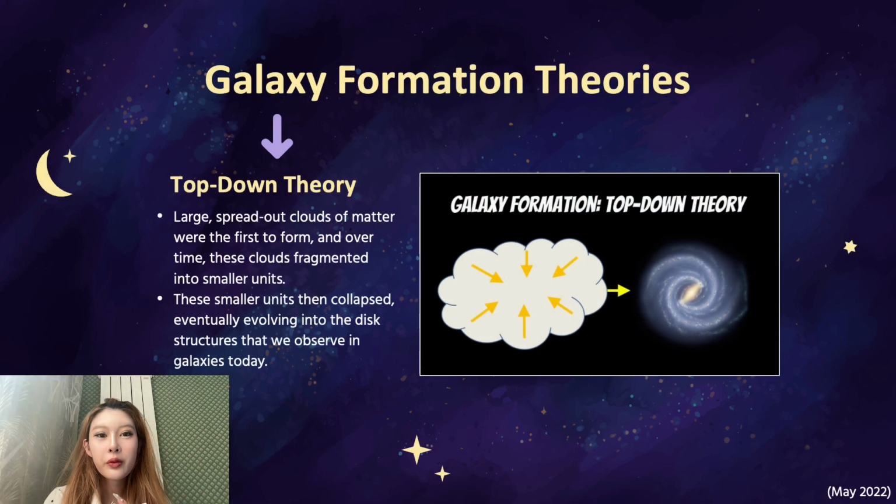To begin, let's review our current understanding of galaxy formation and evolution. Historically, two main theories have been proposed to explain the formation of galaxies. The earliest top-down model suggests that large spread-out clouds of matter were the first to form, and over time these clouds fragmented into smaller units. These smaller units then collapsed, eventually evolving into the disk structures that we observe in galaxies today.